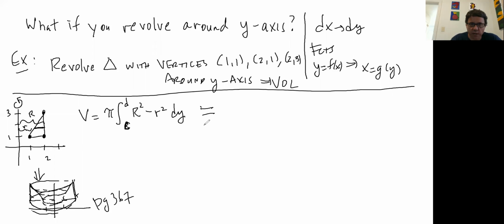In this particular example, we need to know what these equations are. We need to know what the bounds are. So hopefully you can see that the y values are going between 1 and 3. And so I have pi, 1 to 3 on my bounds there. The big radius, well, I need to know what the equation of that curve is, and I need to know the equation of that curve.